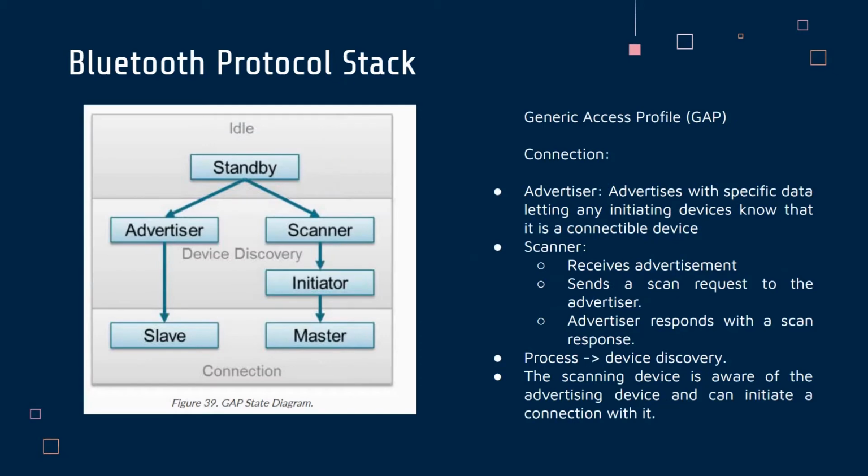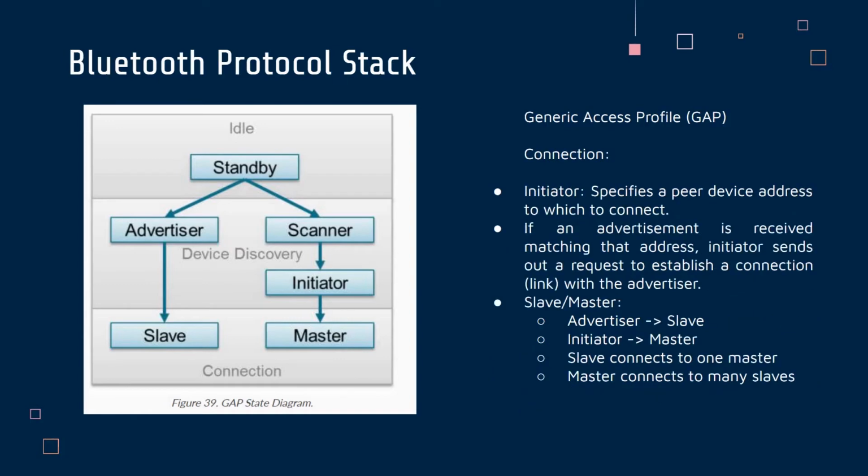Now I'll be talking about the connection process. The advertiser advertises with specific data, letting any initiating device know that it is a connectable device. The scanner receives the advertisement and sends a scan request to the advertiser, and the advertiser responds with a scan response. This process is known as the device discovery process. The scanning device is aware of the advertiser and can initiate the connection.